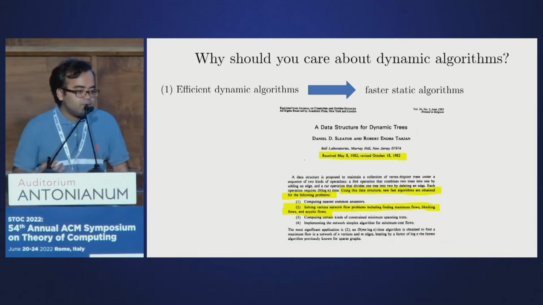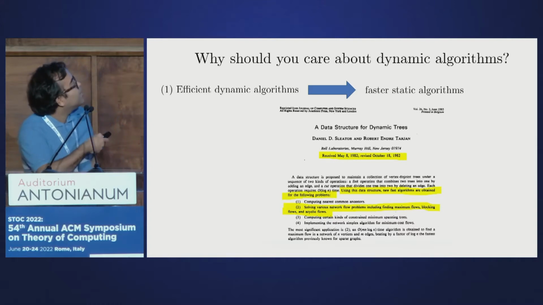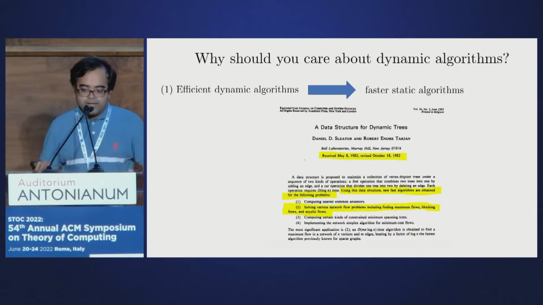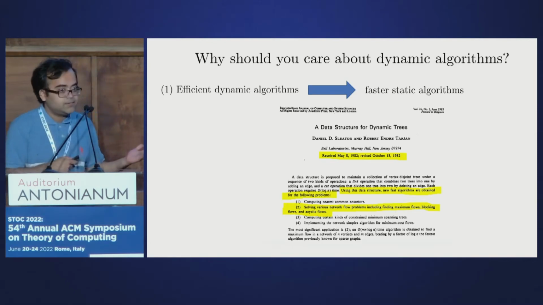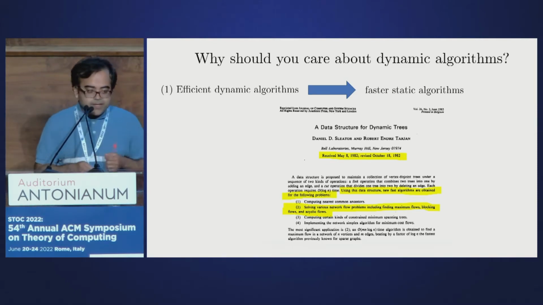This is probably one of the very first celebrated papers in dynamic data structures by Sleator and Tarjan. And as you can see, it came out in around 1982, 40 years back. You look at the abstract, and it just says, using this data structure, new fast algorithms are designed for the following. And bullet point 2 says, solving various network flow problems, including finding maximum flows, blocking flows, and acyclic flows. So if you are doing algorithms, I think I don't need to convince you that maximum flow is an important problem. And if you care about maximum flow, you should care about dynamic data structures.